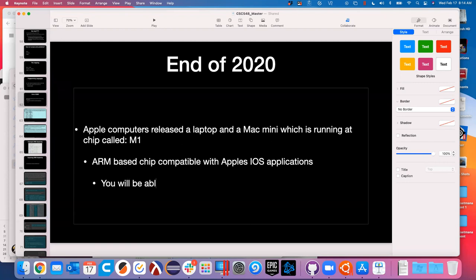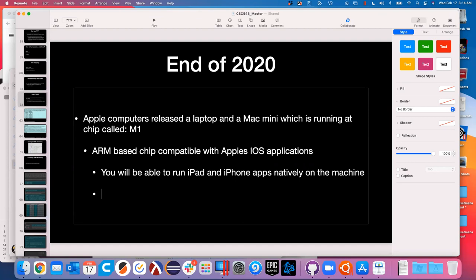You will be able to run iPad and iPhone apps natively on the machine. So that's one interesting thing. Might be helpful, might not. I know sometimes there are apps that I actually prefer on my phone versus going to the website or something like that. But this will be situationally beneficial.